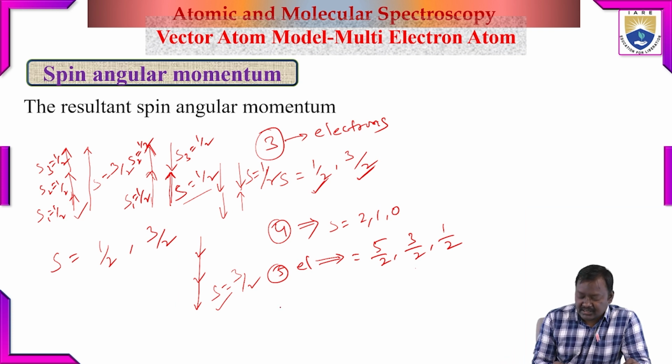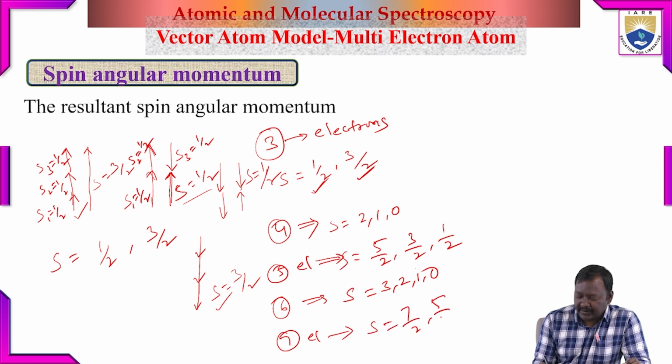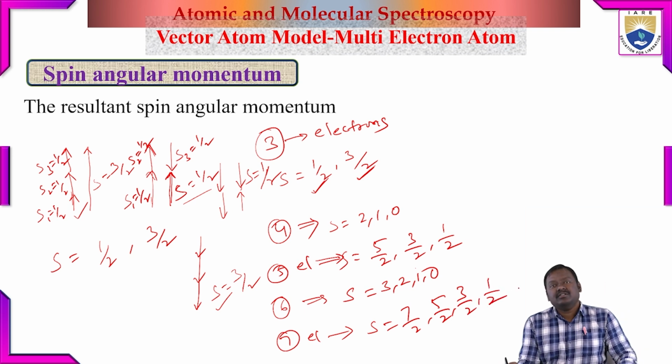If there are 6 electrons, then the total spin quantum number can have 3, 2, 1, 0, depending on the orientation of spin of the electrons inside the atom. So if there are 7 electrons, then S can have 7 by 2, 5 by 2, 3 by 2, 1 by 2, such values.